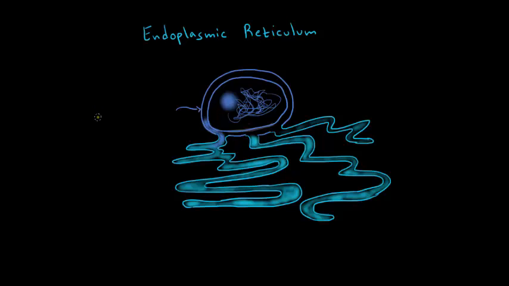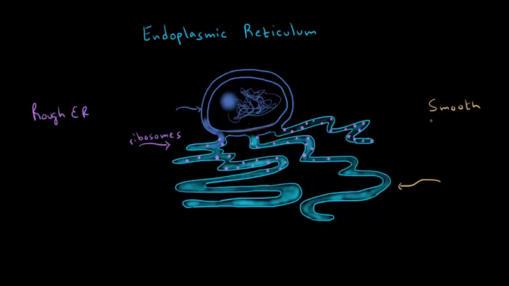So what does the endoplasmic reticulum do? Well, the endoplasmic reticulum actually has two parts to it. It has one part that's known as the rough endoplasmic reticulum, and that has a bunch of ribosomes. Those are the purple dots that you see. And then the endoplasmic reticulum has a smooth part. That part does not have any ribosomes.